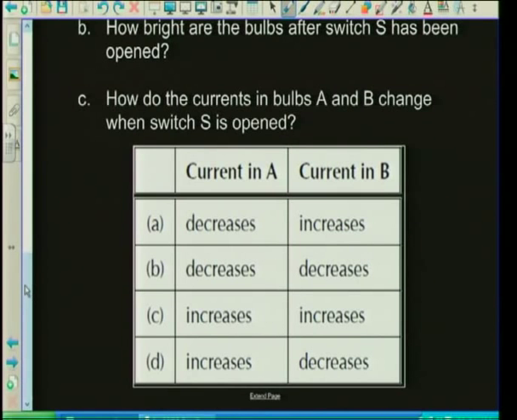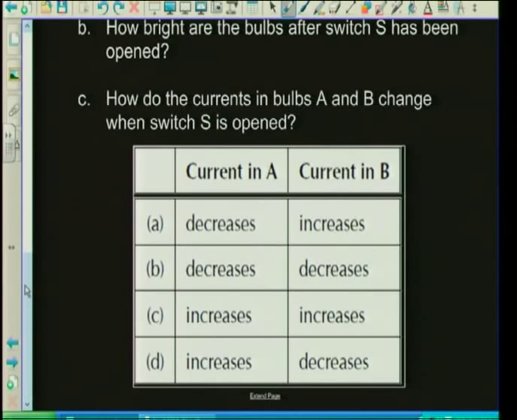Well, I've already said to you that we realize that the total current must decrease. So let's only consider current A. We go decrease, decrease. All right, well, that means that's not an option. That's not an option. So we're not even going to consider C and D. This is how we answer multiple choice. Now we're going to go, okay, well, what does that mean about my current in B?